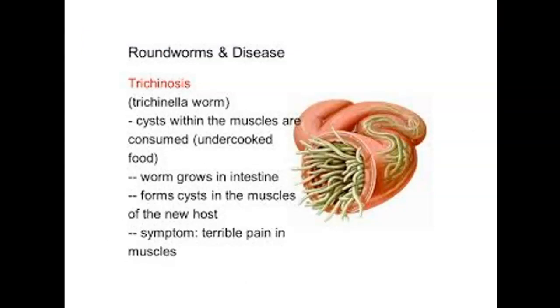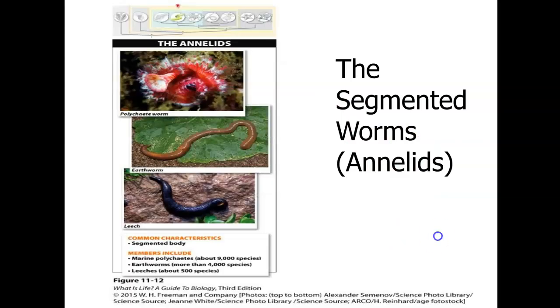Another roundworm is going to be the trichinella worm, which causes trichinosis. This is going to have cysts that it puts in the muscles. And when you consume this meat, if it's undercooked, it can start to grow in the intestines and it forms cysts. These cysts are then going to move into the muscle of the new host. So it can cause some cramping, it can cause terrible pain in the muscles, and make you very sick from this.